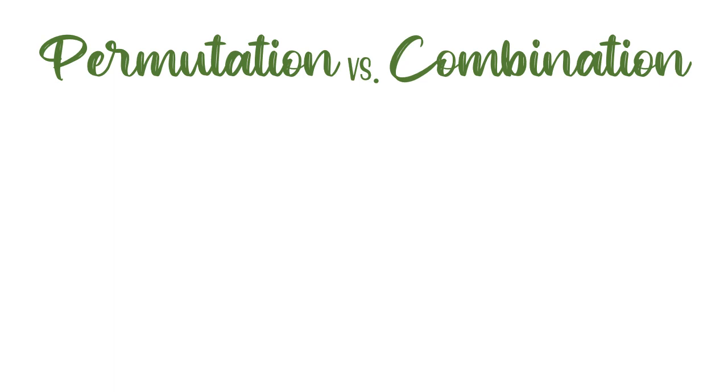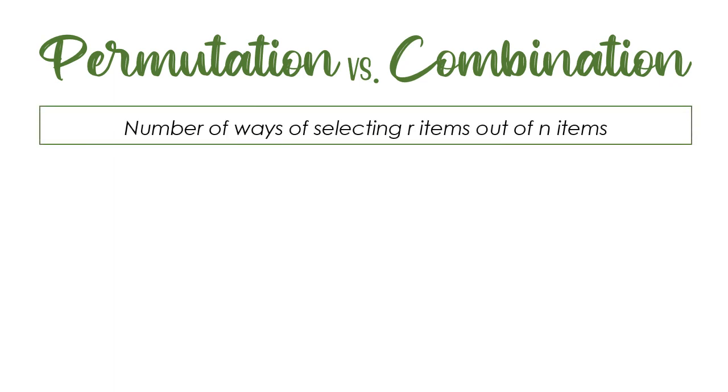Now, what's the difference between permutation and combination? Again, they are both number of ways of selecting r number of items out of n number of items. They can both help us determine the total number of possible outcomes. But what's the difference between the two?